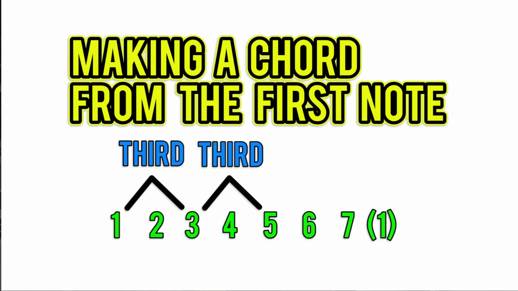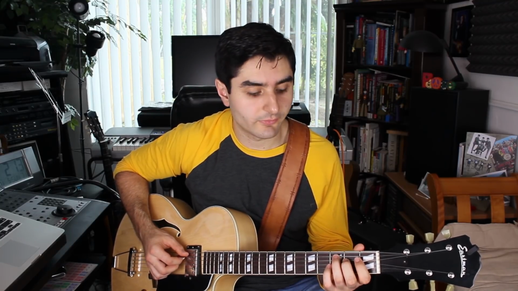In other words, we're skipping over a note. If we add 2 third intervals over the first note in the scale, we get the scale degrees 1, 3, and 5. We can do this with the rest of the scale as follows.